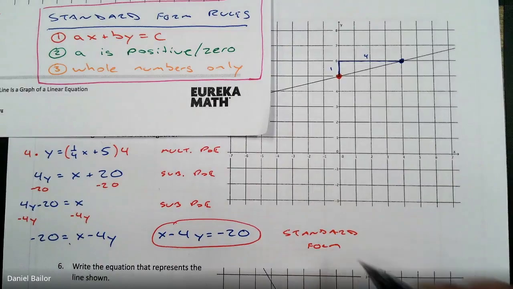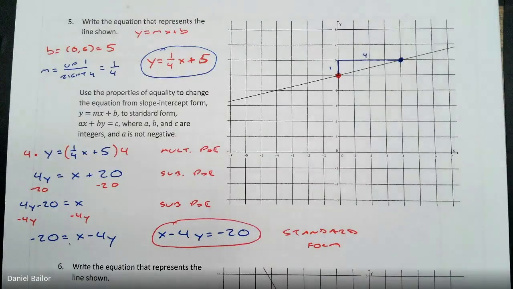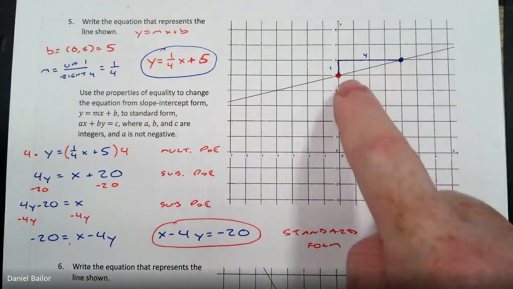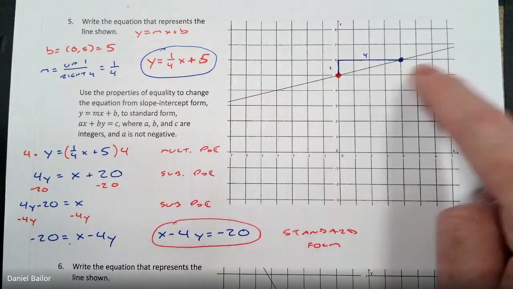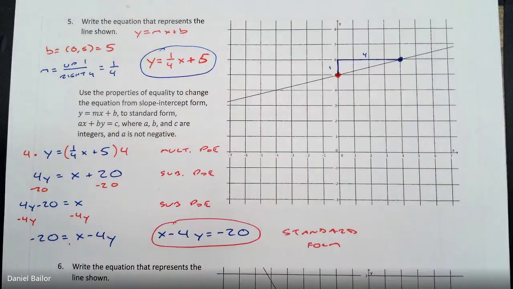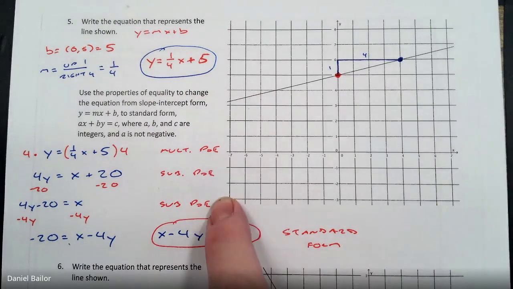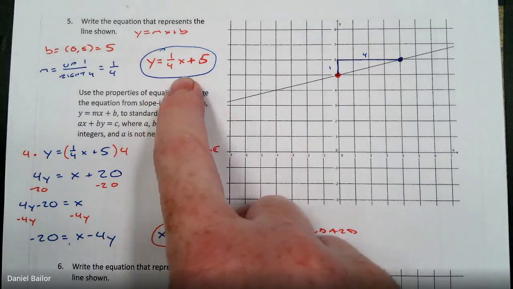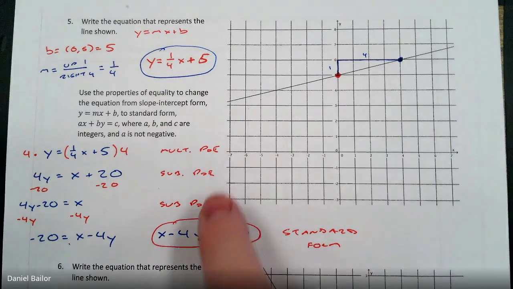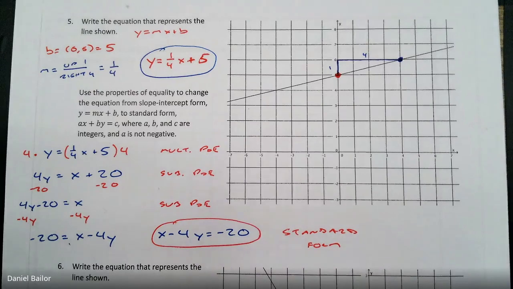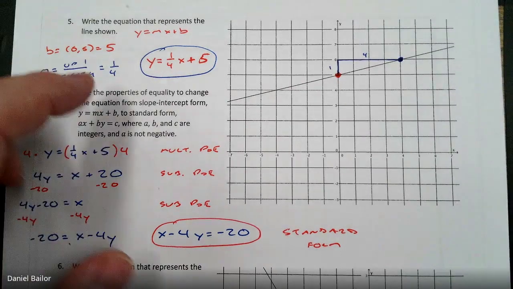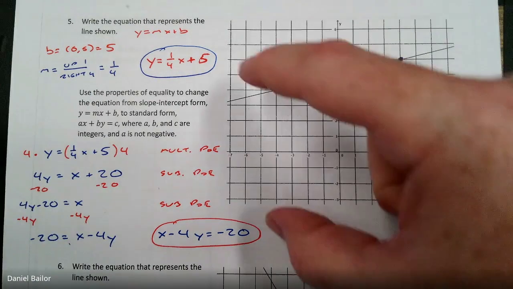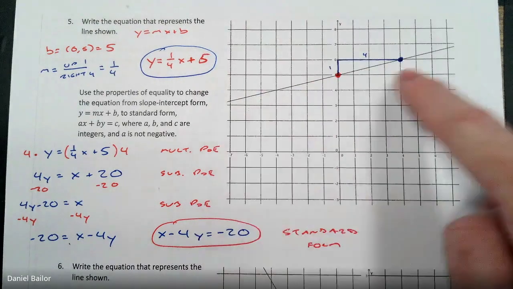So, again, this line right here: slope-intercept form, we find the intercept, we find the slope, we substitute. This line, slope-intercept form, matches. Then we use our properties to change slope-intercept into standard. Just use your properties, look at your standard form rules, and make sure they match. Make sure everything checks. Then you have 2 equations for one line.